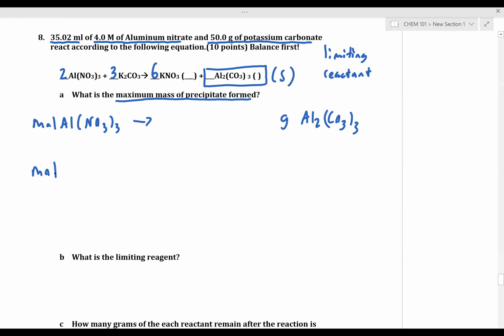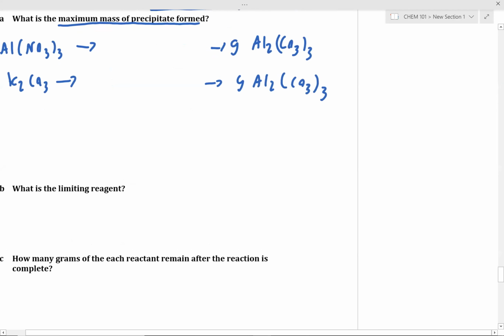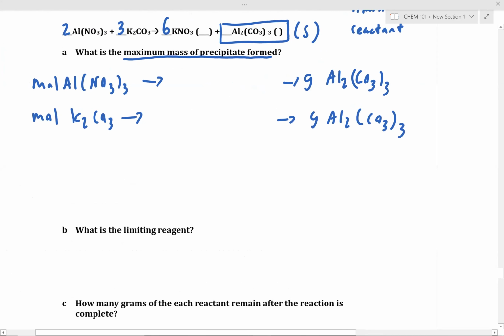And then we're going to convert at the same time from the moles of potassium carbonate to the grams of aluminum carbonate. And quite simply, whichever compound, when it completely reacts, produces the lowest theoretical amount of product. Whichever reactant produces the lowest theoretical amount of product is limiting.